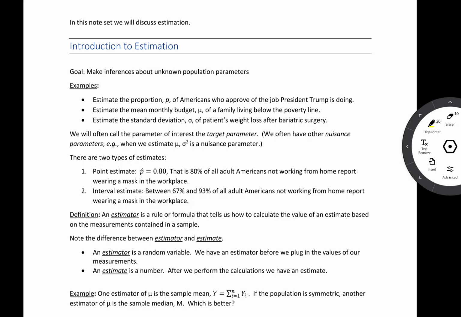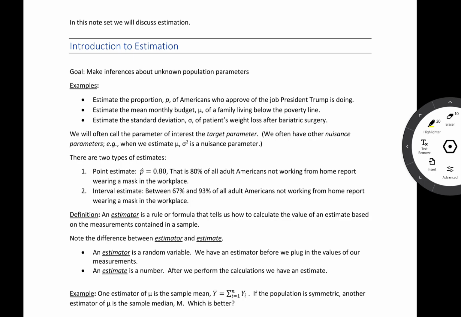So calculating P directly is not really possible. We might want to estimate the monthly budget mu of a family living below the poverty line, and again we'd have to interview all families living below the poverty line in order to directly calculate mu. Again, not feasible. Or estimate the standard deviation sigma of a patient's weight loss after bariatric surgery. In all three of these scenarios, calculating these values directly would be very difficult.